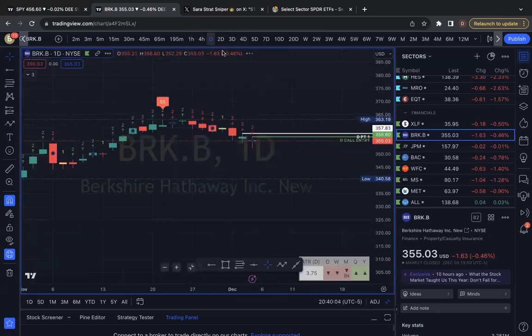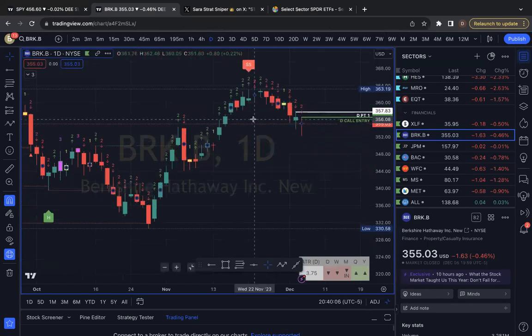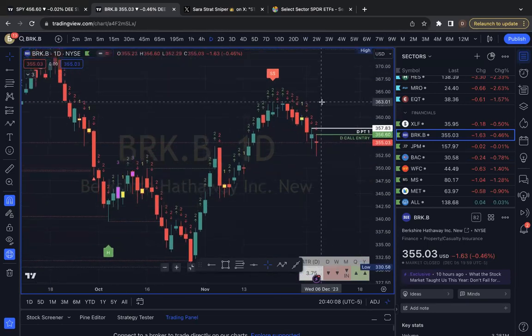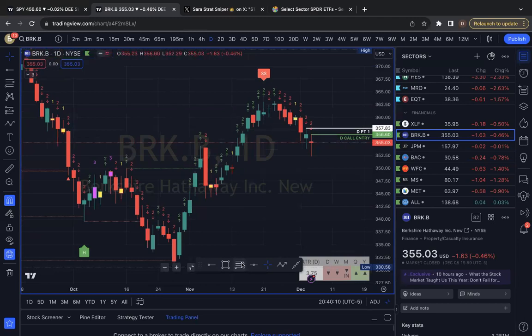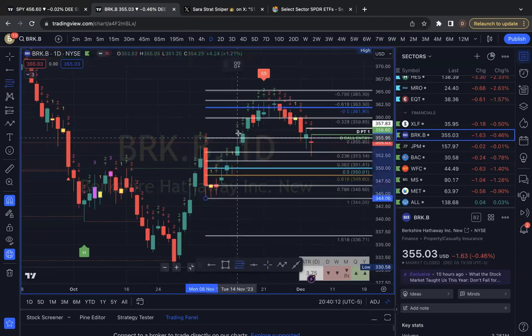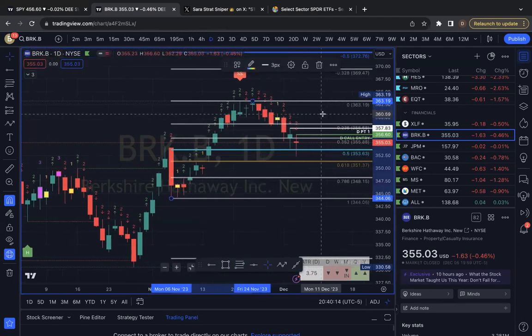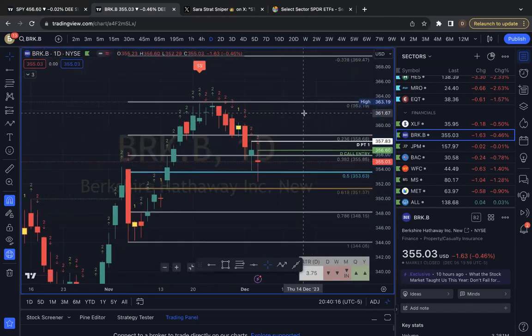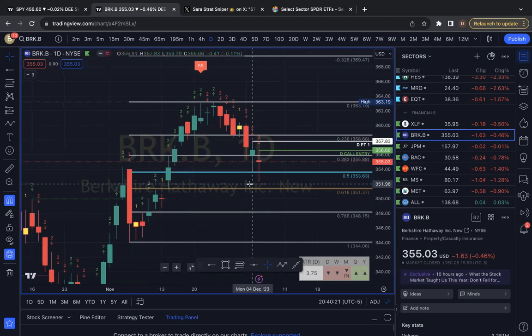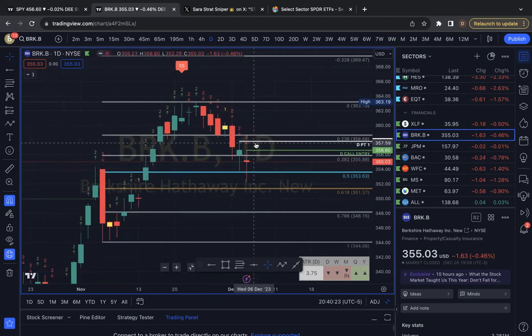So for me, what I do, honestly, I'm a fib trader. I'm heavy on fibs. And I look at the possible areas where they could buy it back up. So I'm gonna put my fibs on it. And right away, I see that they rejected this golden zone area. So that could be the start of a bullish trend back up to the upside.